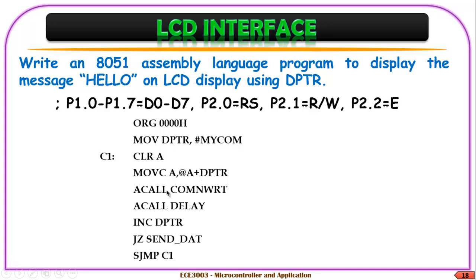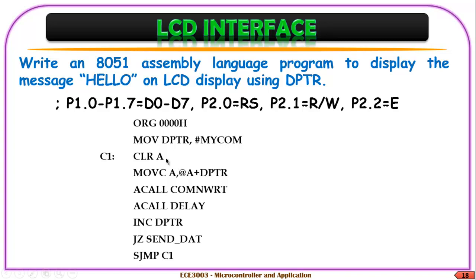0E will be sent as a command to the LCD. We'll call the delay and increment the data pointer to locate the next value, which is 01 for clearing the LCD screen. Now again, it's not 0, so it will get back to the loop at C1, clear the accumulator, access the next command value, and pass the command to the LCD. So whatever commands you want to pass, you can write them in the database. If you write the program like this, you can access all the commands simultaneously at the same time.